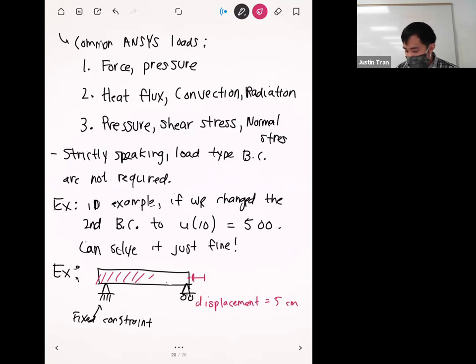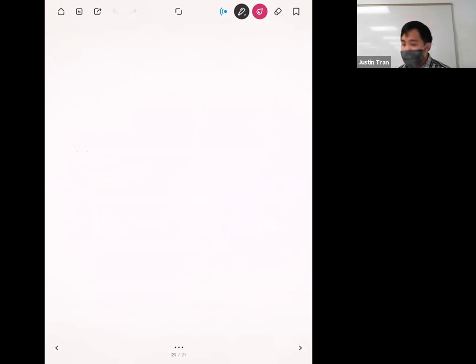Okay, and so those are the two types of boundary conditions that we have available to us in Ansys. Now let's start talking about some practical considerations of how you actually choose what boundary conditions to apply.